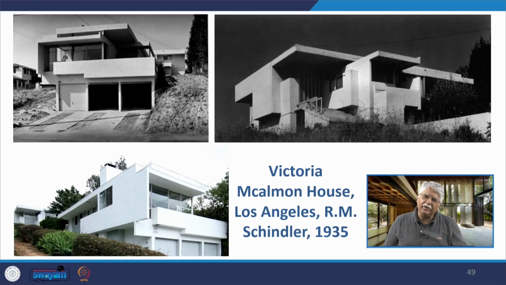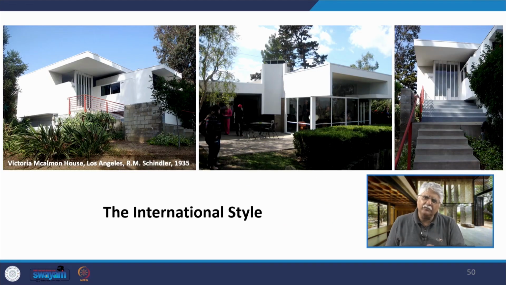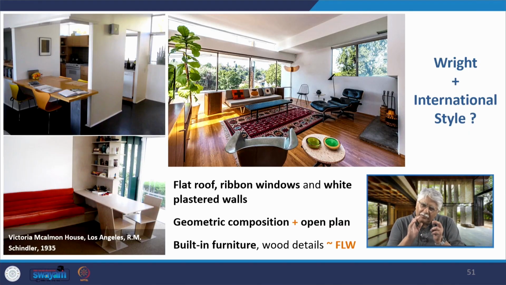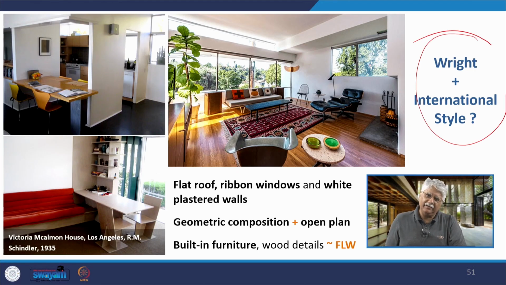This is the VDL... the McCalmont House in Los Angeles by R.M. Schindler. This house is also part of the international style. So we see how the movement spread across the Atlantic to America. It has also got a flat roof, ribbon windows and white planar geometry with this open plan and built-in furniture. So this house actually becomes a combination of Wright and the international style.